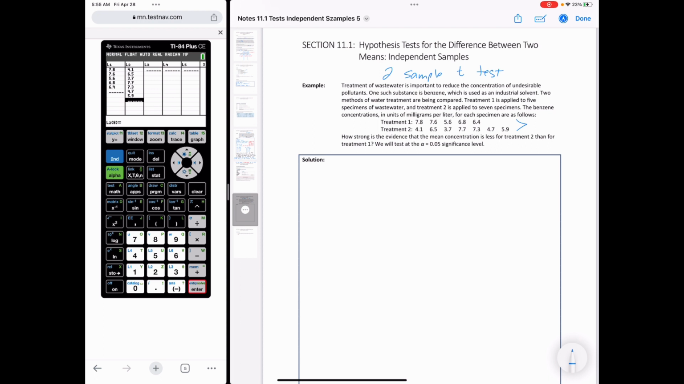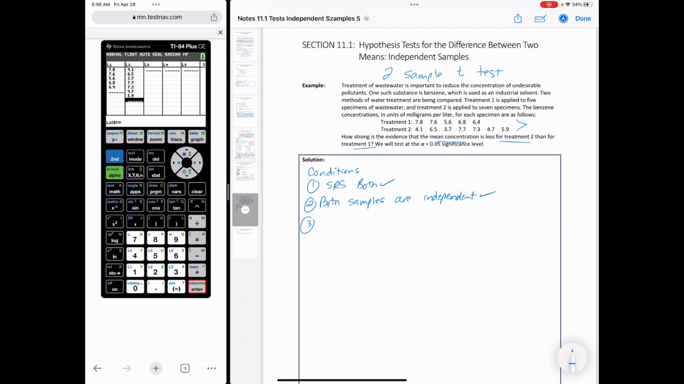And what I want to do, it says, how strong is the evidence that the mean concentration is less for treatment 2 than treatment 1? All right, so here's what I'm going to do. My conditions are the same 3. SRS, both. 2, I'm going to do 2 first. I'm going to say both samples are independent.